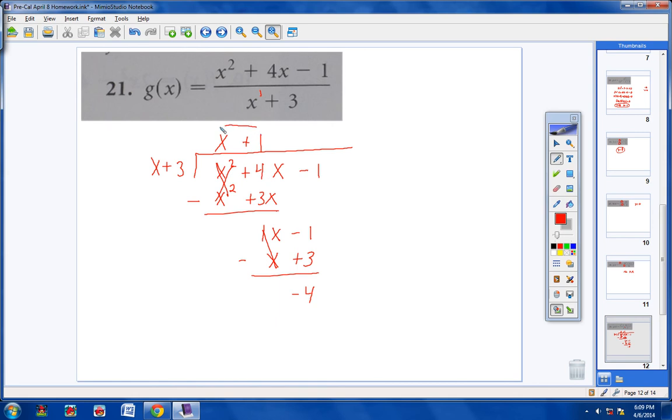All that we care about is this part right here. So you take x plus 1, you set it equal to y, so y equals x plus 1. And if you were to graph that linear equation, you would have your slant asymptote. Okay, pretty easy. Let's move on to number 23.